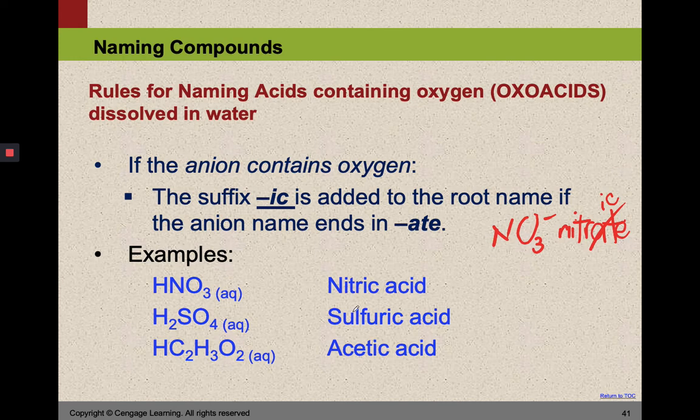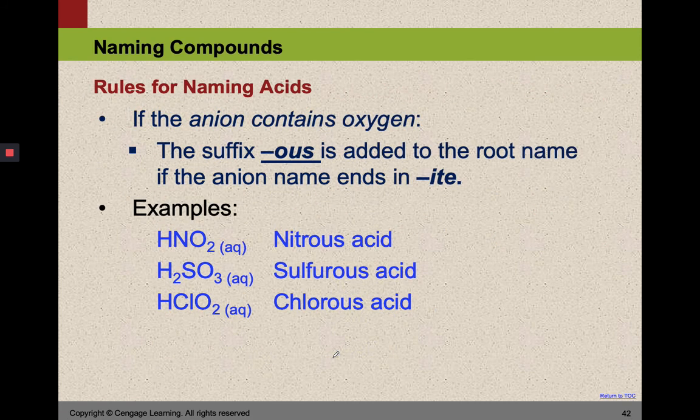So this is nitric acid, sulfuric acid. You see the AQ there. This is supposed to be sulfate, so sulfuric acid. This is acetate, but it has AQ, so we say acetic acid. Now if the anion contains oxygen, still the suffix is OUS if the anion name ends in ITE.